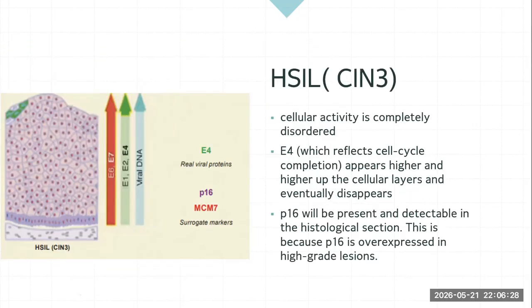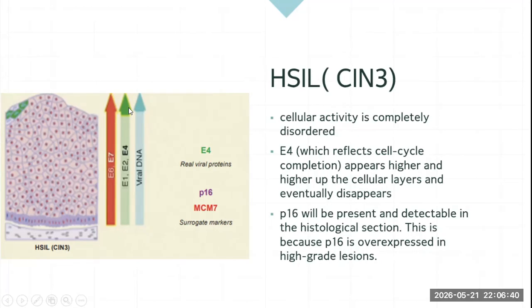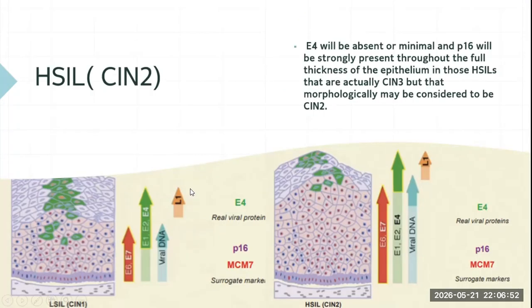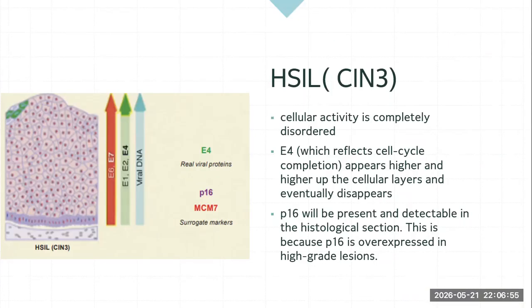If you look at the image of HSIL, that is CIN3, you can see that the cellular activity is completely disordered. E6 and E7 are present throughout the thickness, and because the cell cycle is not getting completed, E4 is only present in a minimal amount, but P16, MCM7, and KI67 also start appearing, and on the basis of that, the pathologists give the diagnosis of CIN3.